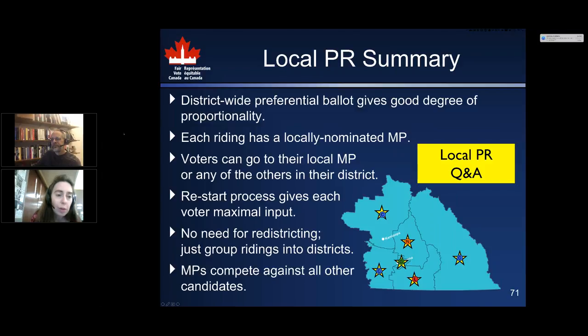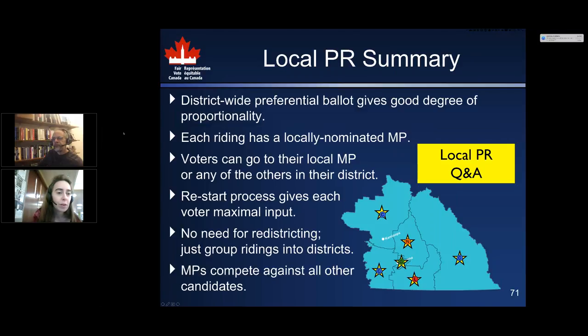Oh, okay. What would happen with local PR for a party like the Bloc, which is only in one province? So they would continue to. I don't see that it really affects things much. With local PR, the Bloc would run candidates in Quebec like they do now, and all of the multi-member regions would be within the same province. So there would be some ridings in Quebec where a Bloc MP is elected, and outside of Quebec where they aren't running, they wouldn't. It doesn't affect things. It's the same with all PR systems, really. That question applies to all of them.